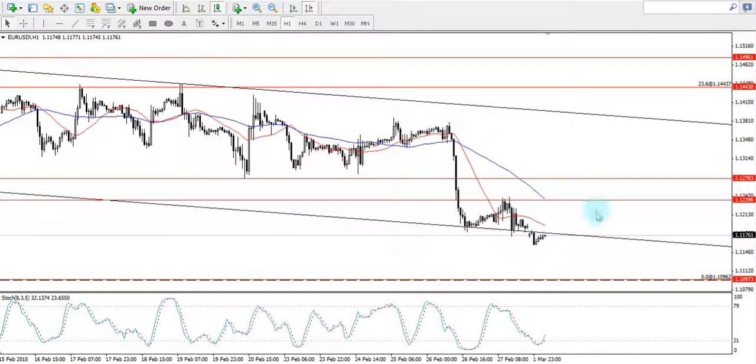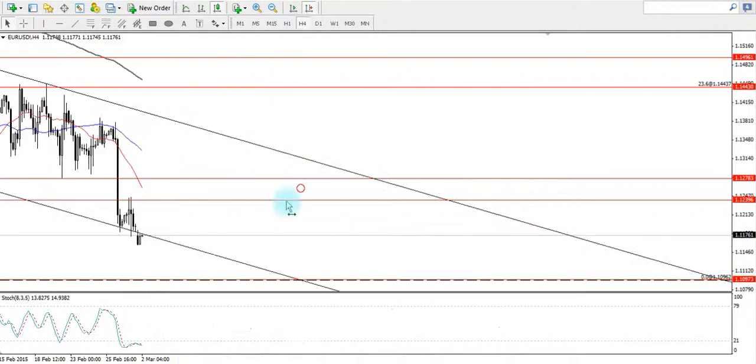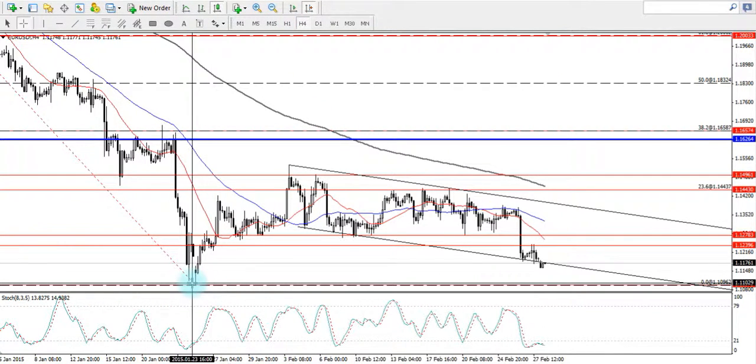But if price were to fall, the first support level we're looking at is 1.1097, which is the previous low back on 25th January. Alright, so that is for the Euro against the US dollar.